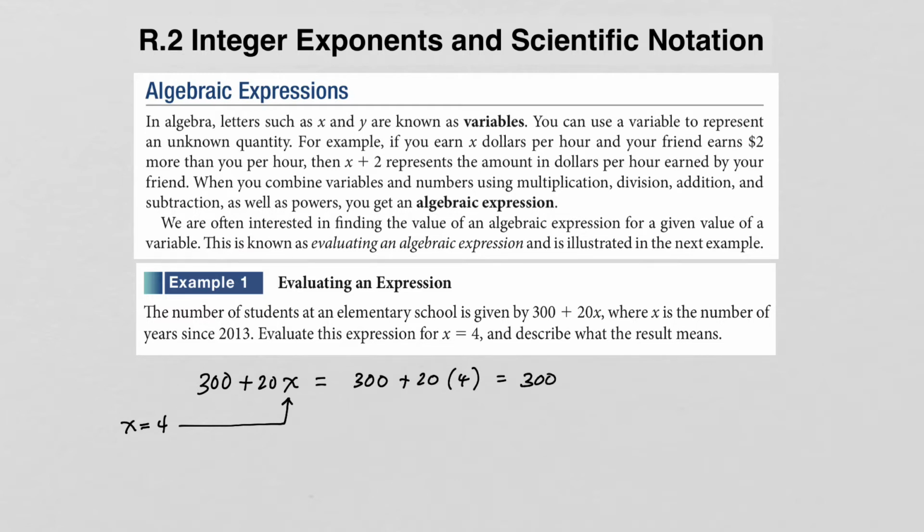And so this becomes 300 plus 20 times 4. 20 times 4 is 80, and this is 380. So what does this mean? Well, 380 is the number of students at this particular elementary school, and that is going to be the number of students for x equals 4. And remember, x is the number of years since 2013. So if you take 2013 and you add 4 to it, this gives you 2017. So what this means is in the year 2017, there are 380 students at the school.